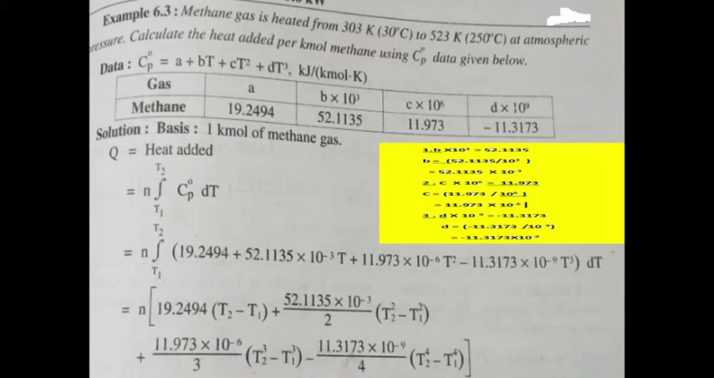Similarly, the C value is also not directly given. Only C into 10 to the power of 6 is given, and that value is 11.973. So C is equal to 11.973 into 10 to the power of minus 6. The D value is also not directly given. D into 10 to the power of 9 is equal to minus 11.3173. From that we find small d, which is minus 11.3173 into 10 to the power of minus 9.